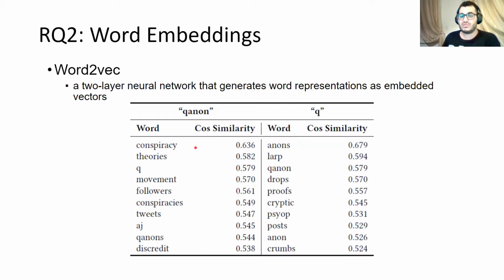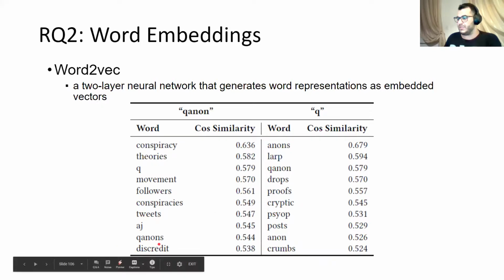After training our word2vec model only using Great Awakening data this time, we find the top 10 most similar words to the terms QAnon and Q. Q here represents the Q user. So we see that QAnon is associated with conspiracy theories, the movement itself, followers, some tweets, and so on.